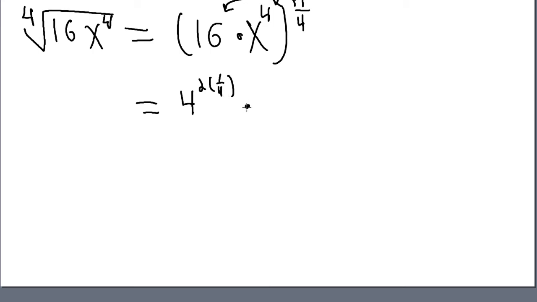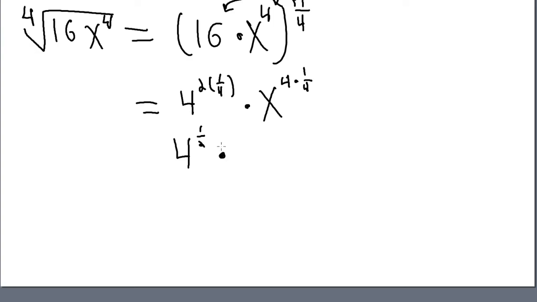And I'm multiplying the exponent on x, 4 times 1/4. Again, we're just multiplying the exponents. The only real trickery is I wrote 16 instead as 4 squared. Same thing. Well, 4 to the 2 times 1/4, well, 2 times 1/4 is 2 over 4, which is the same thing as 1/2.